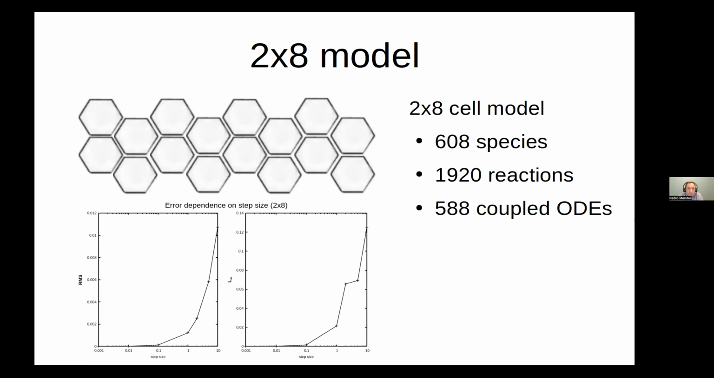So we moved on further to 2 by 8. Now we have a 2 by 8 cell model, 608 species, almost 2,000 reactions, nearly 600 coupled ODEs. Again, the error is very similar. A value of 2 still produces results that are accurate enough that you can see no difference. So we will still want to go a little bit larger.